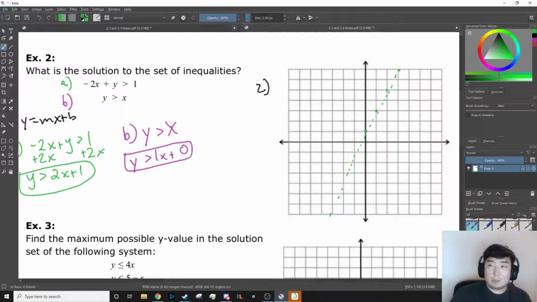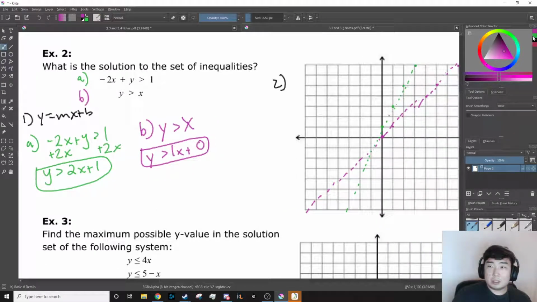And my y equals x line, my y-intercept is 0, so I start at 0 and I just go up 1, over 1. And then this is also a dashed line. How nice of Mr. Hong to do this. Mr. Hong cannot draw straight, but I have to fix it. I have to be an example. Alright. So now I have to shade this.